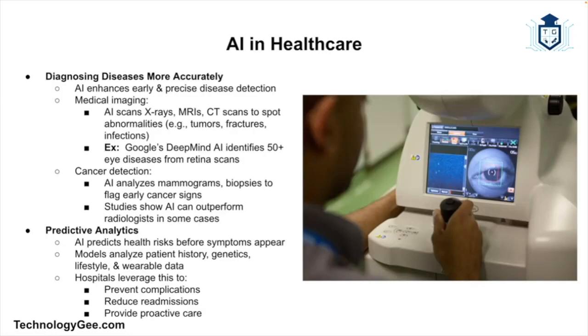Then there's predictive analytics. So imagine knowing someone is at a high risk of a heart attack before it happens. AI can make that possible. Predictive models analyze patient history, genetics, lifestyle factors, and even wearable data to identify risks. In hospitals, they use these models to prevent complications, reduce readmissions, and deliver more proactive care.